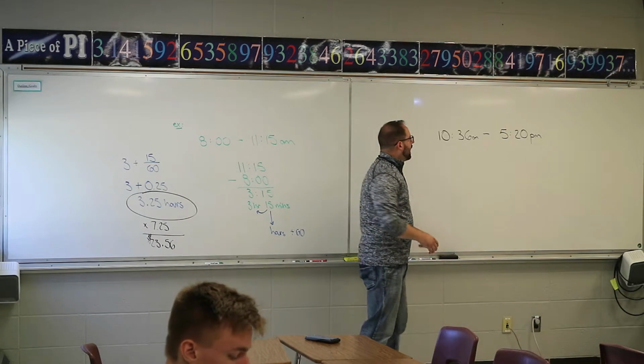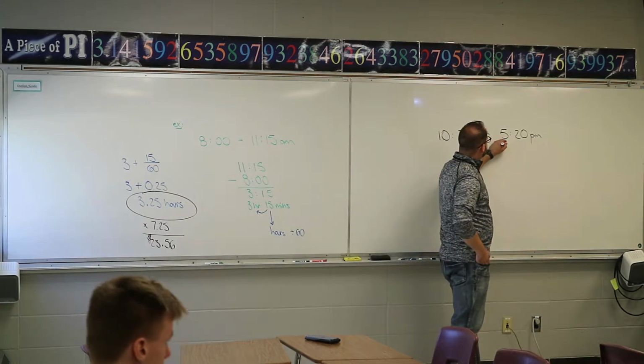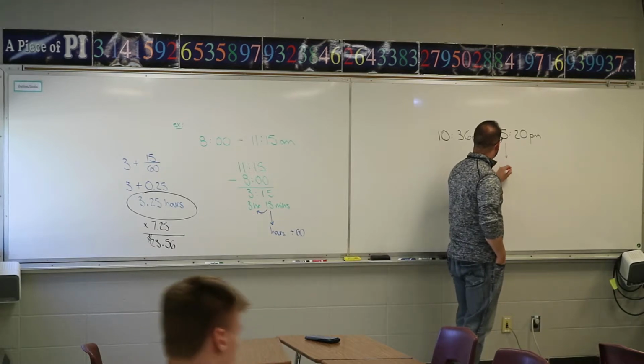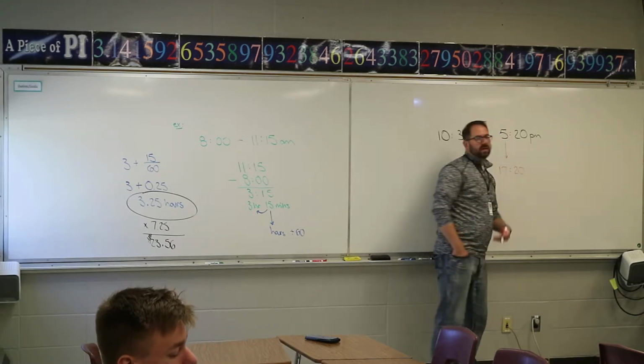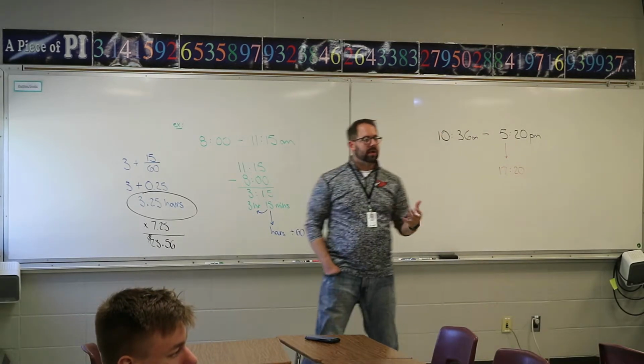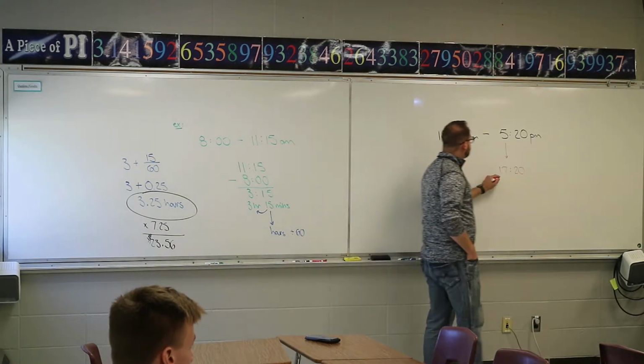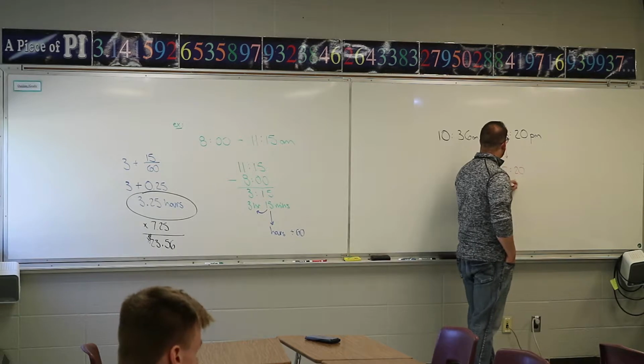So first step, how do I change 5 into military time? Add 12. Add 12, so that's 17:20. You add 12, that's how you change military time. You do that only in the afternoon, past 1 o'clock. Okay, I'm going to subtract the 10:36.